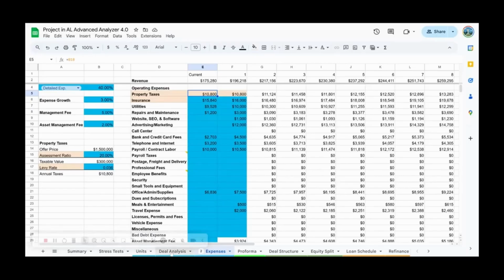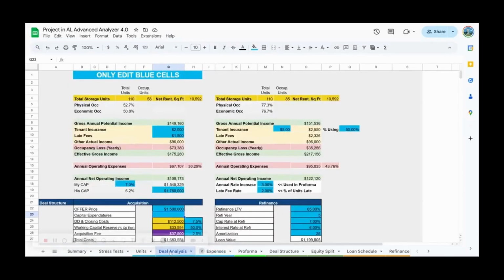So now you can come back to the deal analysis and see how your annual operating expenses have changed by percentage, and if the value here for my cap rate increases or decreases by a whole bunch, then you can adjust your offer price to better match that value.